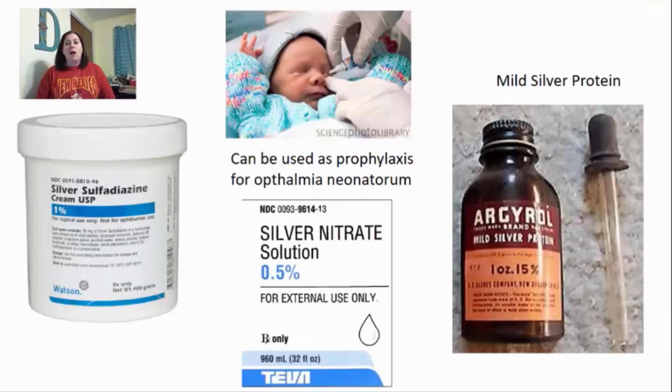On the other hand, there are many different things that use silver that are on the market. One is silver sulfadiazine. This one is going to be used a lot of times on burns. We also see that you can use silver nitrate solutions.